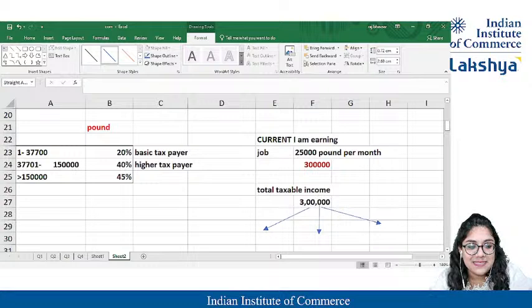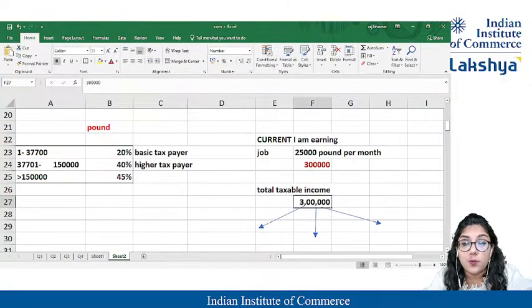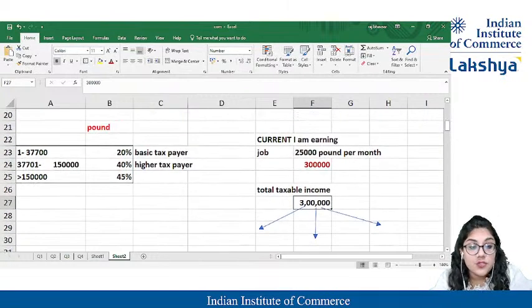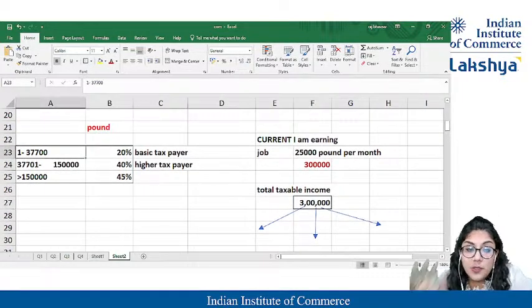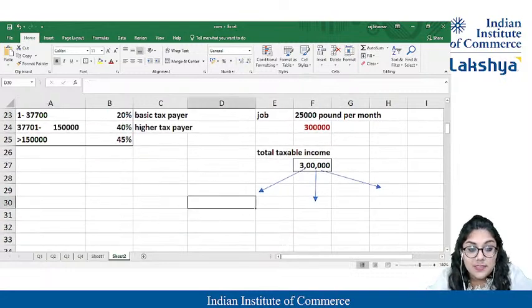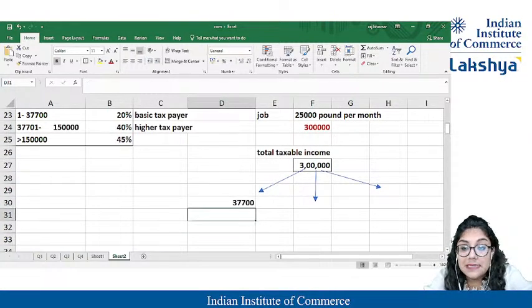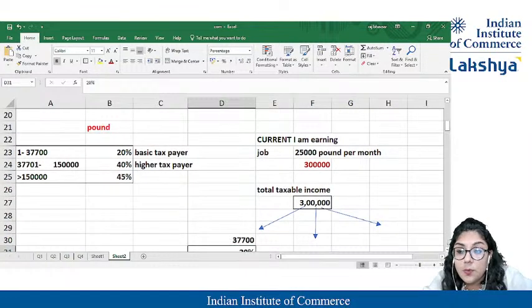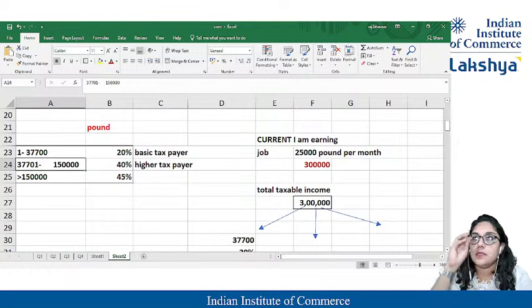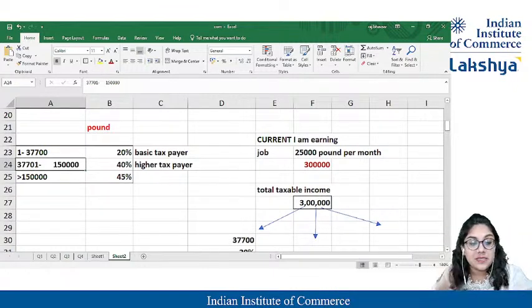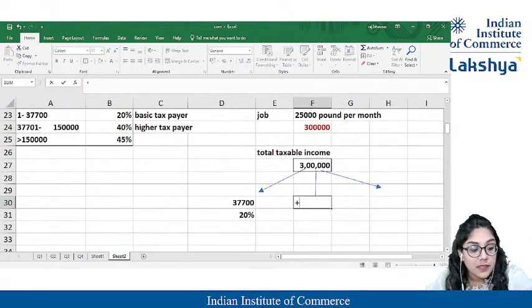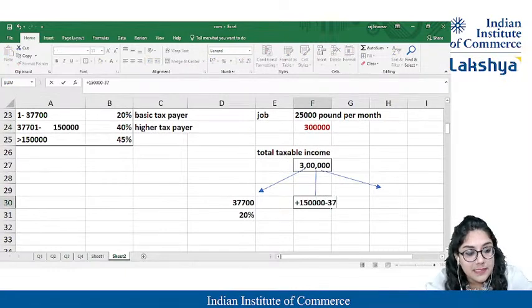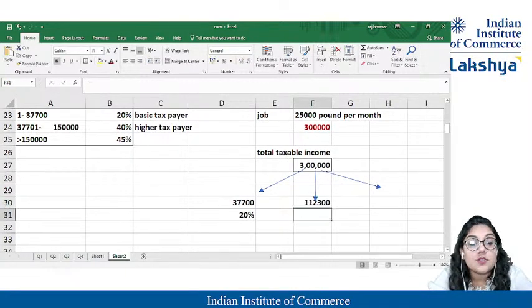This becomes easier. Okay, students, out of this 3 lakhs, what is my first slot? If you check here, my first slot ends at 37,700. So what is the total income? 37,700. Till that, students, you need to pay 20%. Beyond that, what is the rate? Oh, ma'am, slab is 150. Okay, 37,700 to 150. Guys, just take the total, 1,50,000 minus 37,700. So the exceeding amount is to be taxed at 40%.